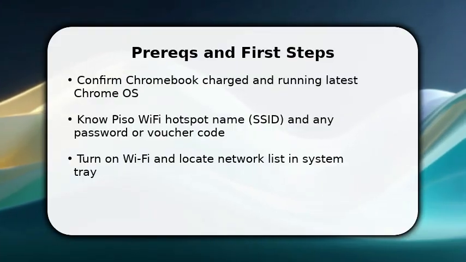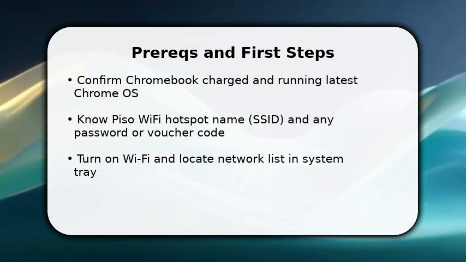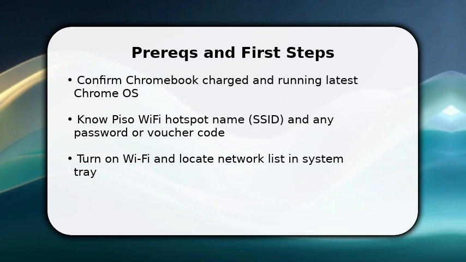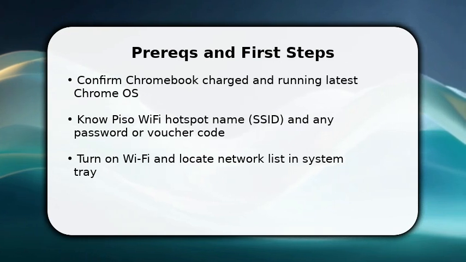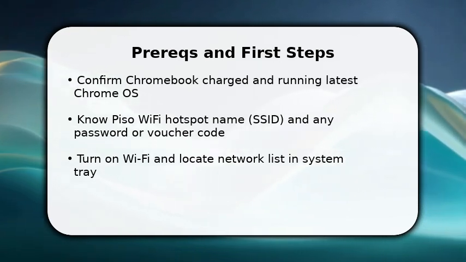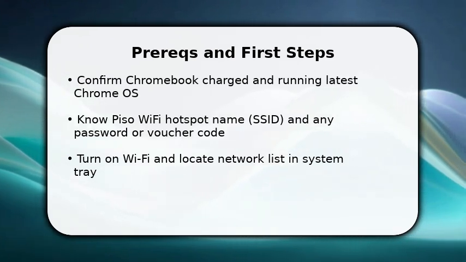You start by making sure your Chromebook is charged and up to date, because updates prevent connection issues. Next, open the system tray and turn on Wi-Fi. You need to scan the list for the Piso SSID. If you have a voucher code or password, have it ready. Once you see the Piso network, click it to begin.